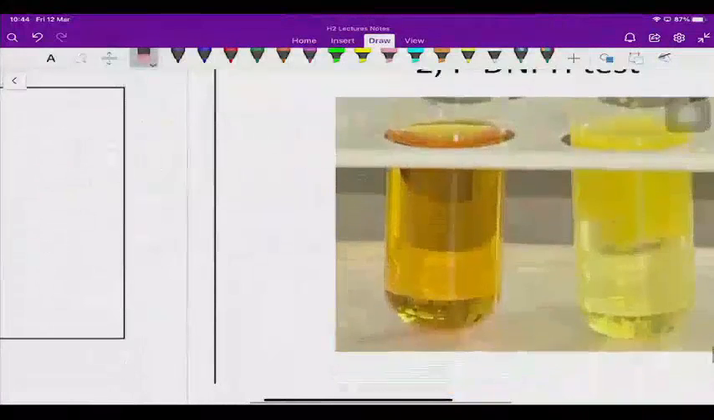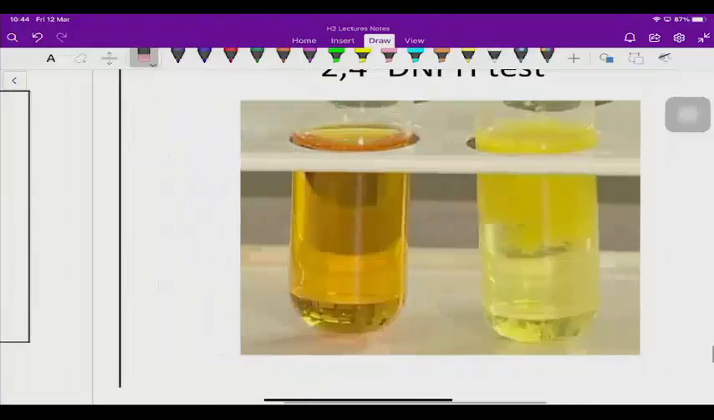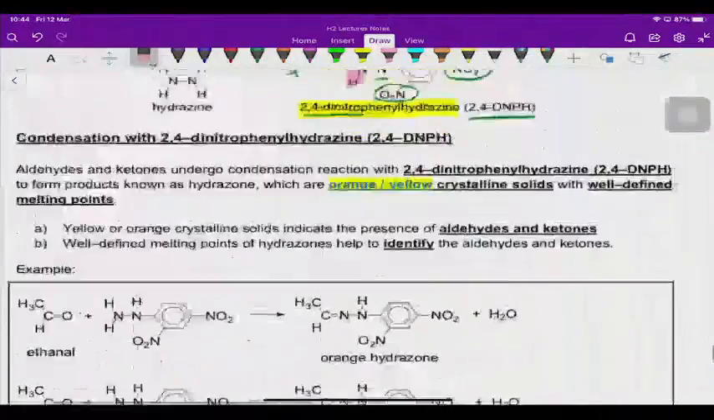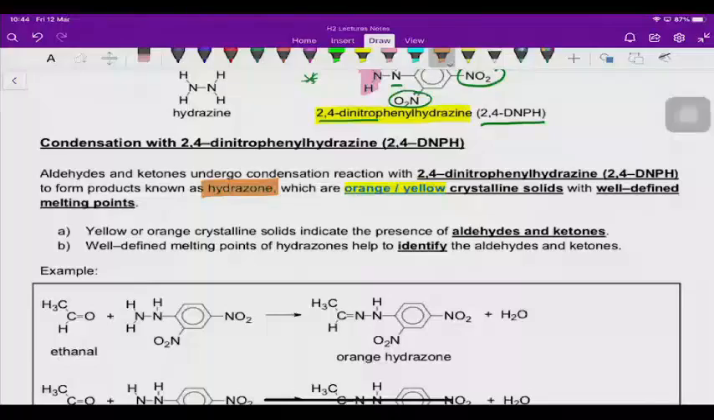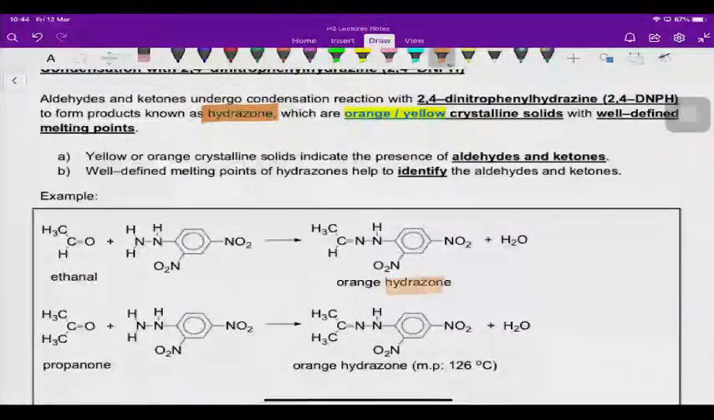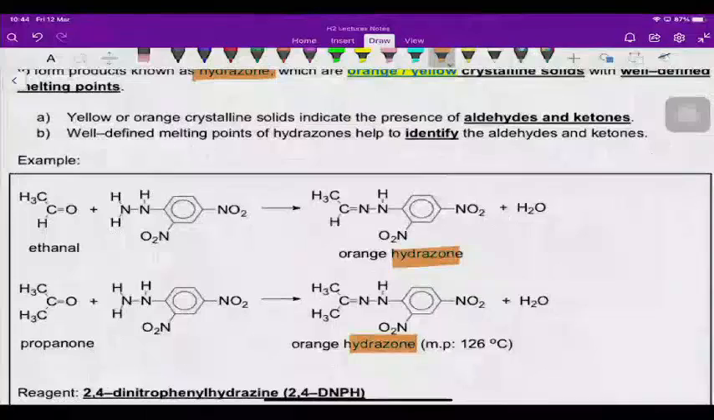So I'm going to show you just the observation. Just a yellow precipitate or yellow crystallized solid. This is the chemical test for ketones and aldehyde. The name of the functional group that is formed, they are known as hydrazone. That means these are all hydrazones, after you remove water. So these are chemical tests for ketones and aldehyde.